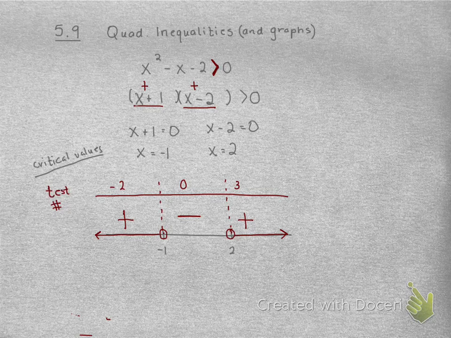Now let's talk about why those circles are open. Those circles are open because my inequality symbol is a greater than. If that symbol was a greater than or equal to, then the holes would be filled in. Okay? Let's do another one.